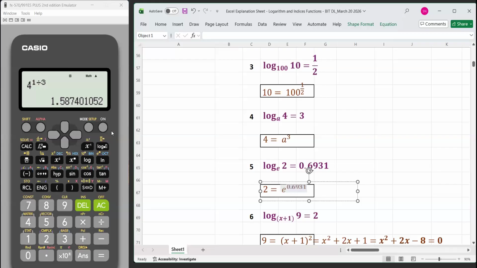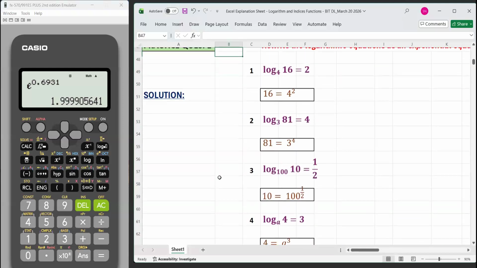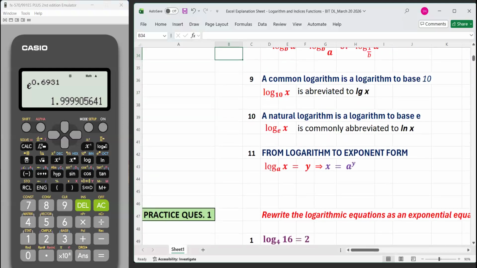Okay, so I hope you know how to key these things on the calculator. This is e. e is shift of natural log. Then you enter 0.6931. You see that the answer will be approximately equal to 2. Part of our example is taking your time, and always, if you've forgotten, just go back to the rule. If you want to change from log to exponent, log x base a is equal to y, then x will be equal to the base a raised to the power y.